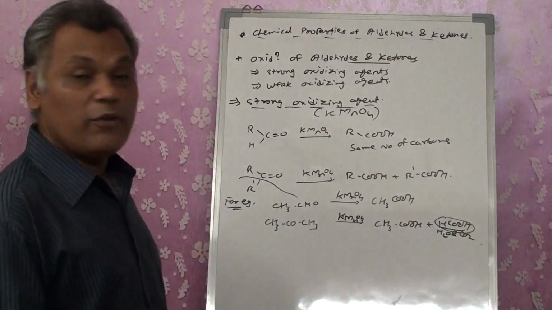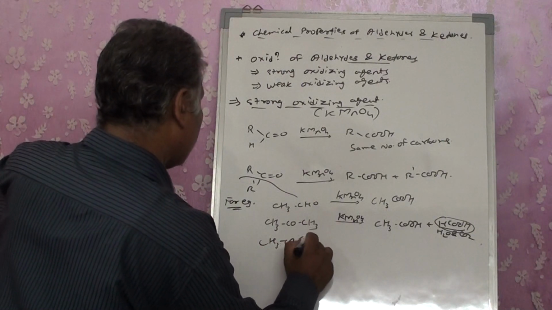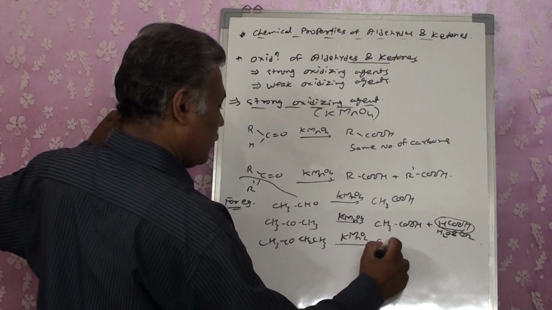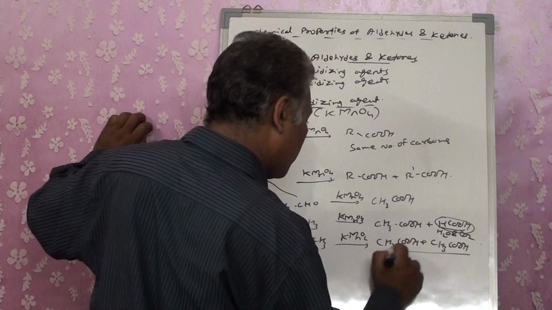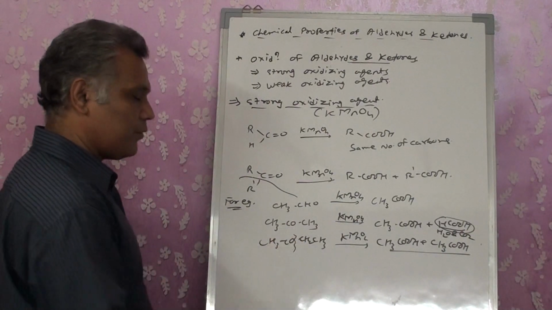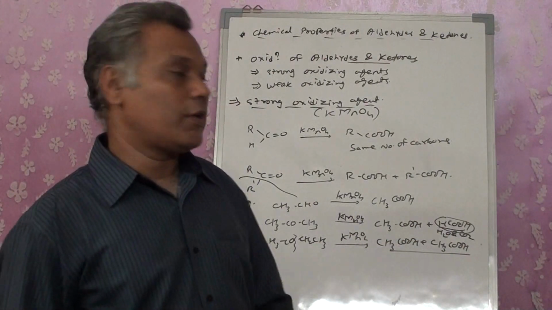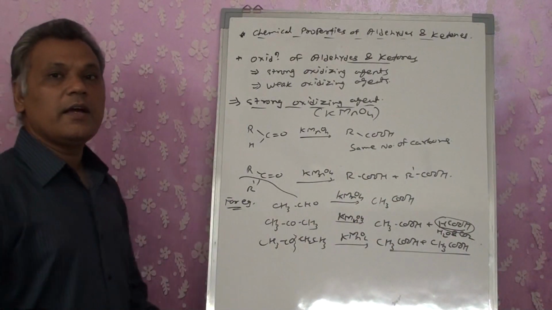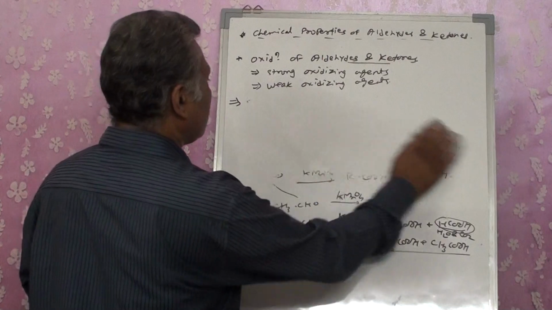But if you have more than one carbon, CH3COCH2CH3, then by using KMnO4, it's going to produce CH3COOH plus CH3COOH. It's going to produce 2 moles of ethanoic acid. That means it dissociates itself into 2 parts. Right? So ketones are going to produce mixtures of carboxylic acids with strong oxidizing agents, while aldehydes produce carboxylic acid having the same number of carbon atoms. Now this was for the strong oxidizing agent.